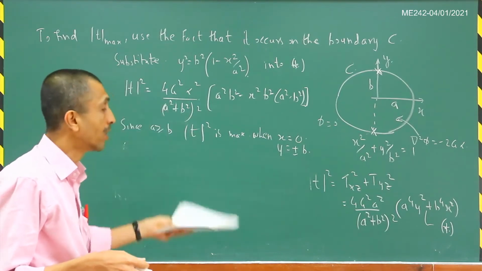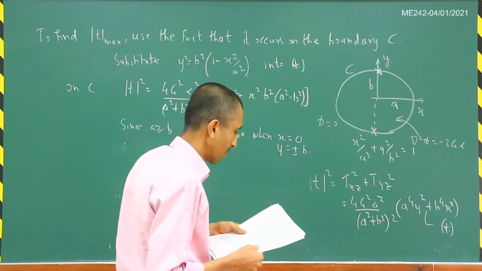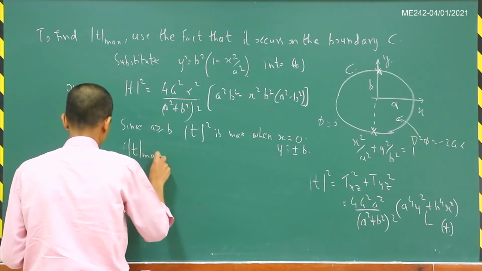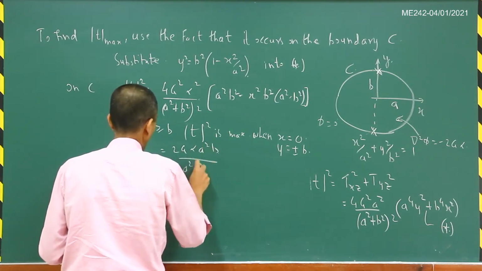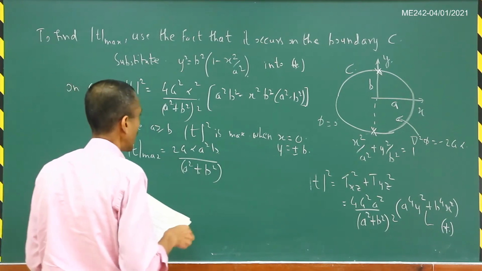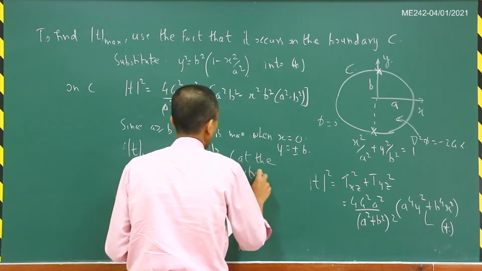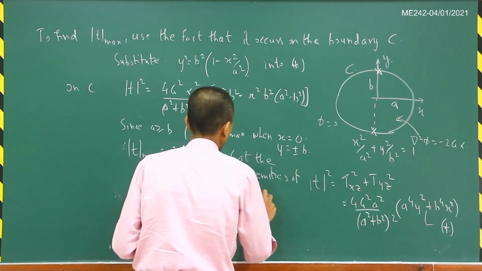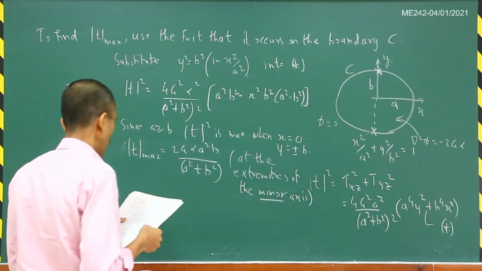And so you have to have a mathematical analysis of any problem, as you can see from this particular problem. So your T max turns out to be 2G alpha a square b divided by a square plus b square. So this is the final result here. This is at the extremities of the minor axis. So this is very important here.